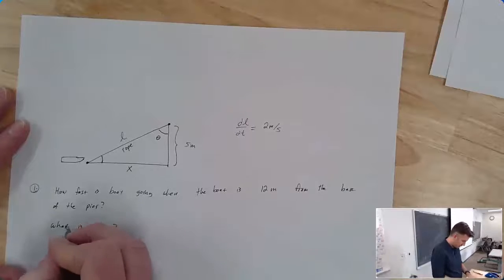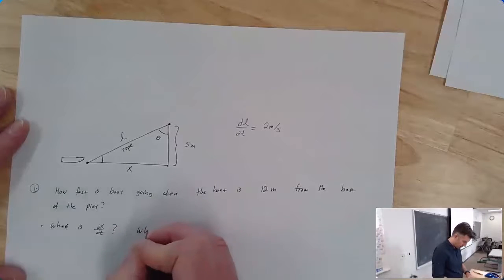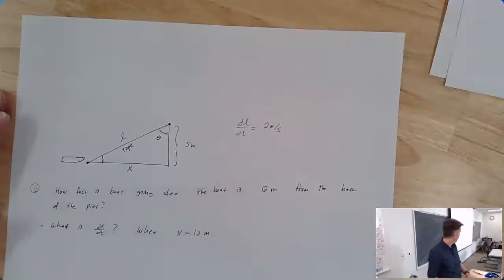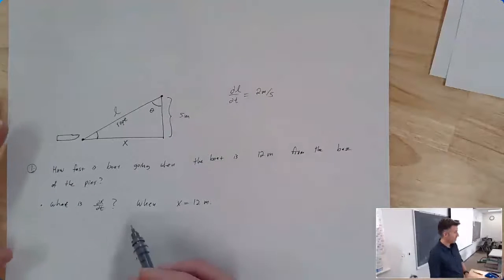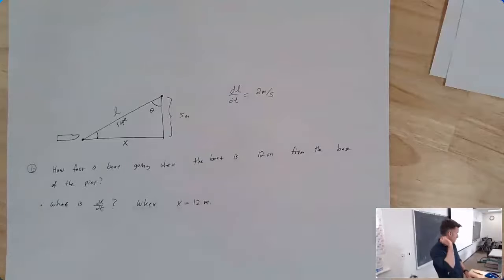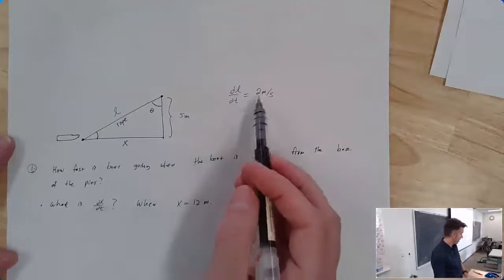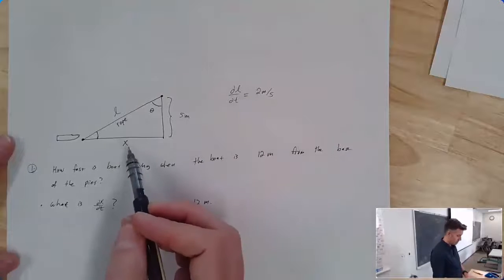What is dx/dt specifically when x is equal to 12 meters? Okay, well, we can certainly figure this out. So I'm going to get a relationship between the things that I know are changing. I want to know what dx/dt is, and I know what dL/dt is. So I can certainly find a relationship between x and L.